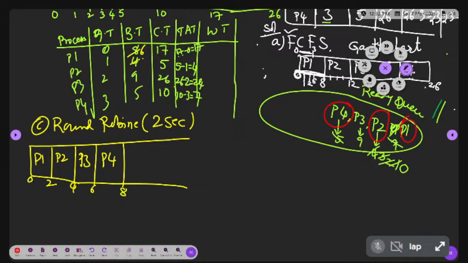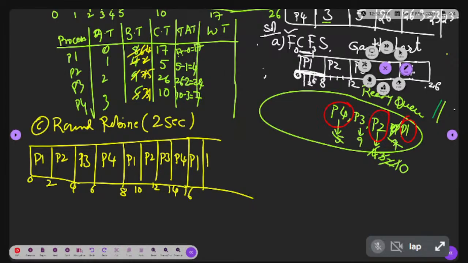After 2 seconds, what is the leftover time? 3. Again, first P1, P2, P3, P4: 10, 12, 14, 16. 2 seconds over, time is over. This still needs 4 more. This is over. This still has 5. This has 1. So next P1. P2 is not there because it is over. Then P3, P4: 18, 20, 21.